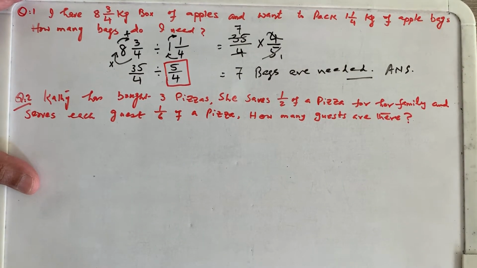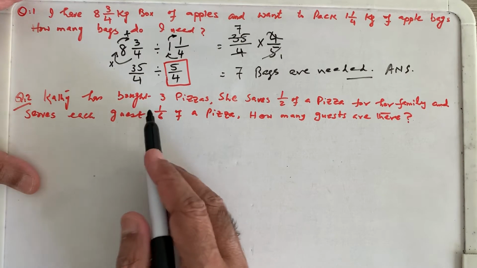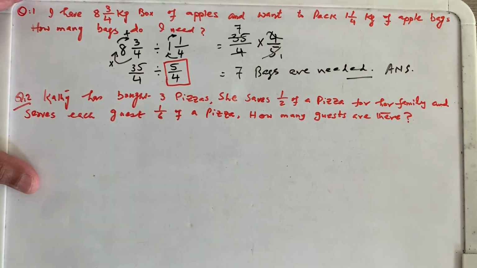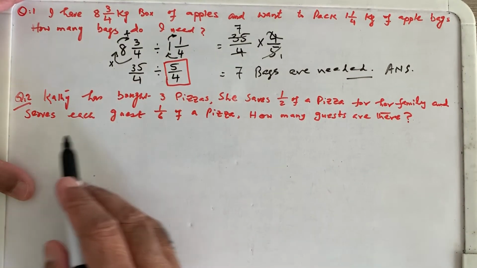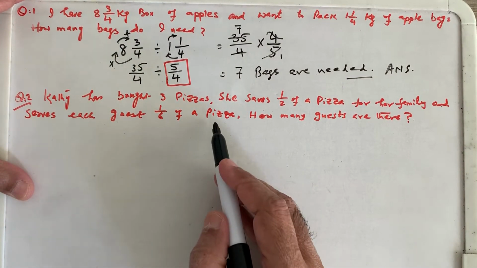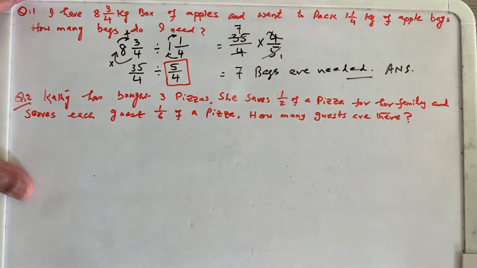Now question number 2. Kathy has bought 3 pizzas. She saves half of the pizza for her family, and then serves each guest 1 by 6 of a pizza. How many guests are there?